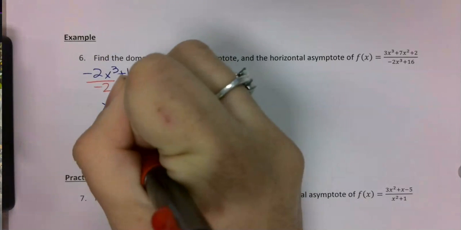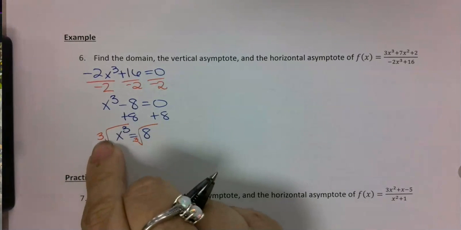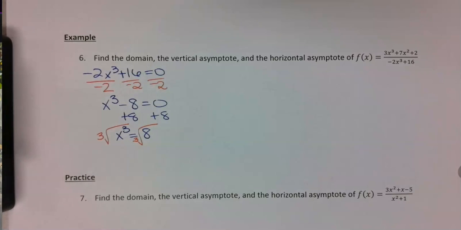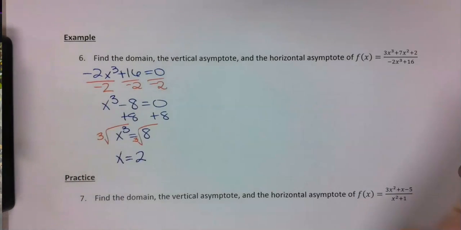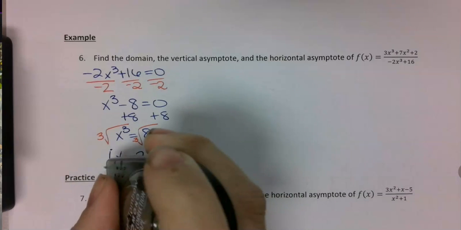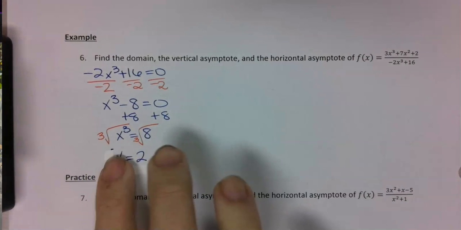So whenever I cube root something, or in general take an odd root, I only get one answer, and it keeps the sign. So 8 was positive, so the cube root of 8 is a positive 2. So x equals 2 is my vertical asymptote.